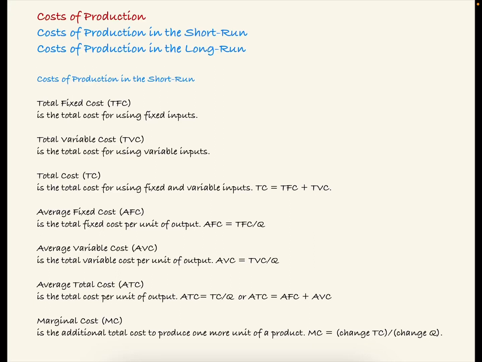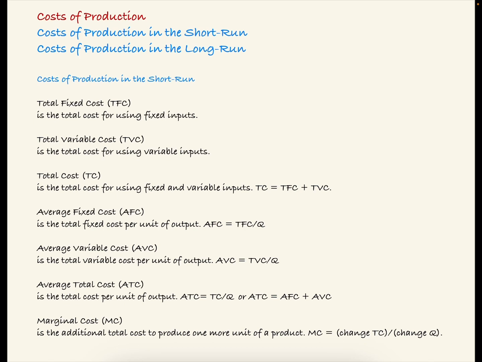Now let's talk about costs of production. There are costs of production in the short run, and there are costs of production in the long run. Now we're going to take a look at costs of production in the short run. First, we have total fixed cost, abbreviated as TFC, which is the total cost for using fixed inputs.